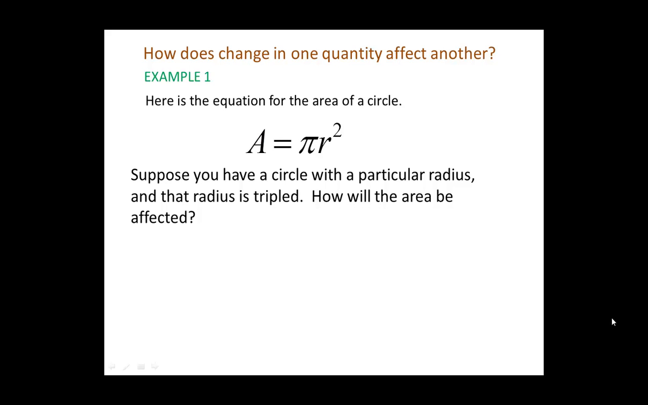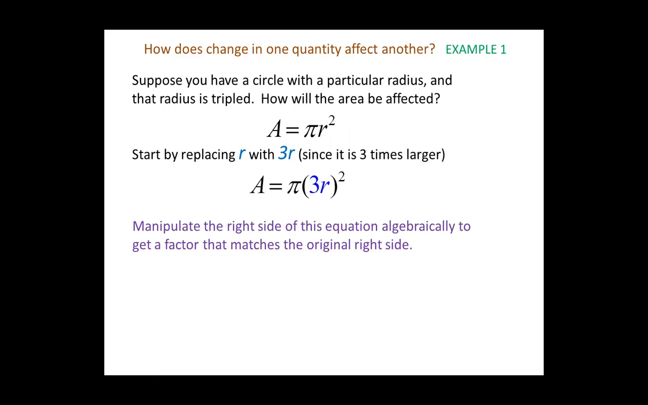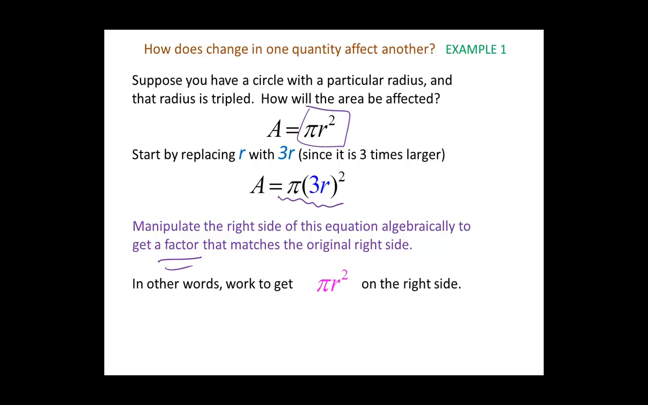And we'll ask this question: suppose that the radius is tripled, how will the area be affected? So we're going to start by replacing this radius with 3r, since we are tripling the radius. Next, we want to manipulate the right side to get a factor that matches our original. In other words, we're trying to get pi r squared on the right side.